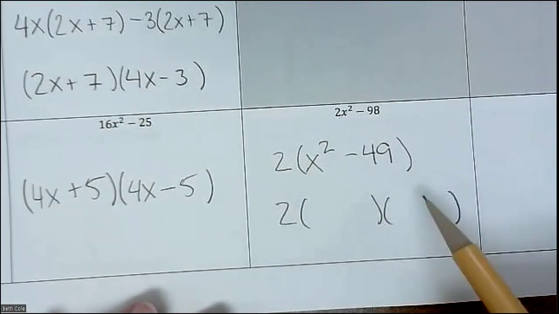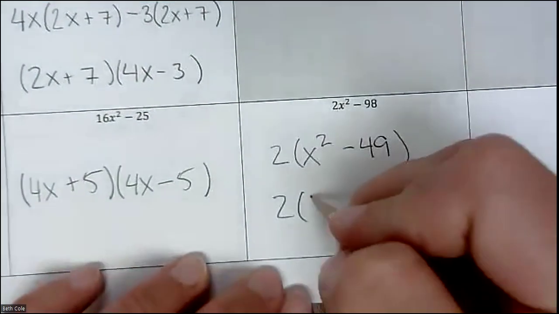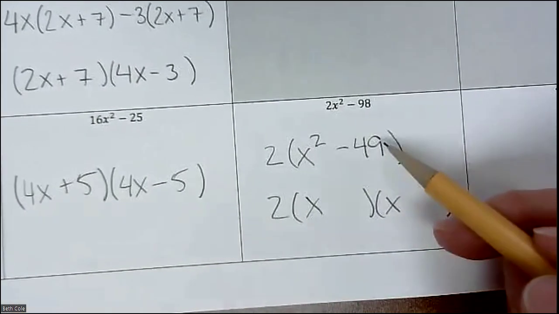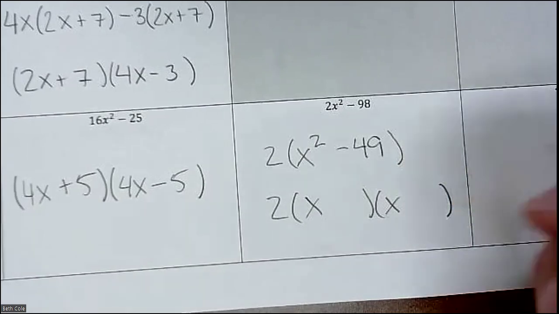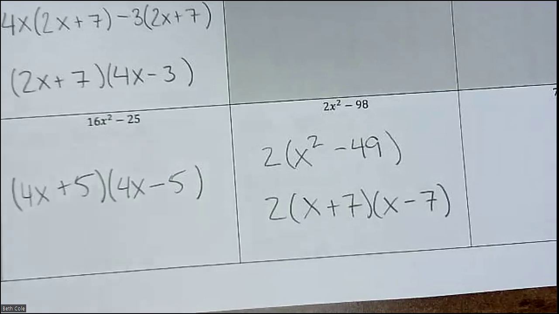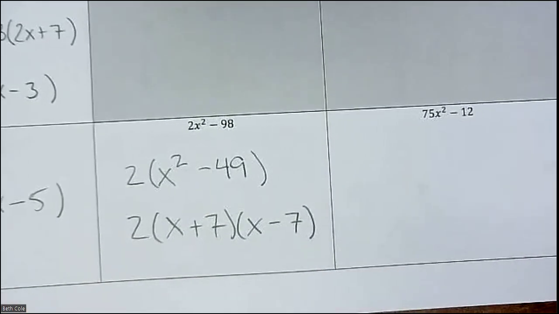So how is this gonna split? Just x, good, and divide by 2. Well, what is 49? The square root of 49 is gonna give you? Good, so it'll be +7 minus 7. Good job. All right, and then this one, 75 and 12 are not perfect squares, but we can divide something out of both of them.